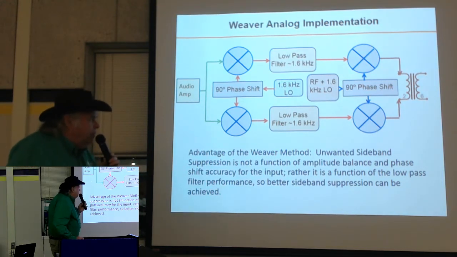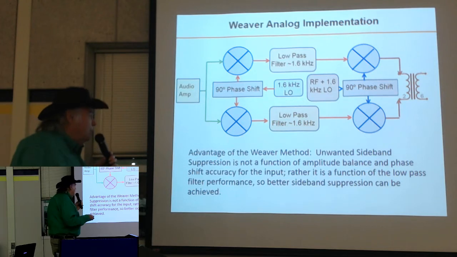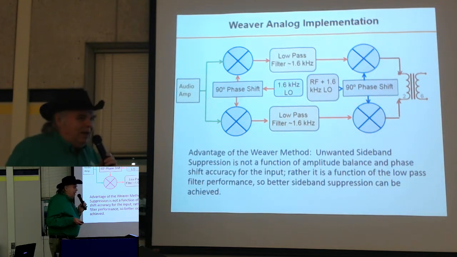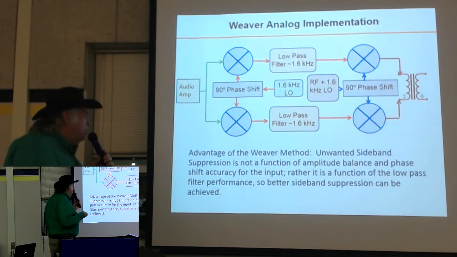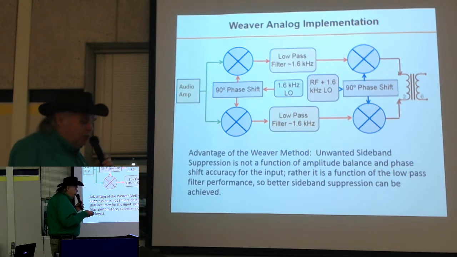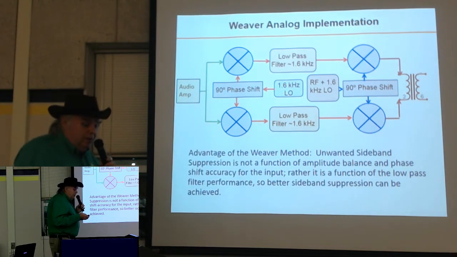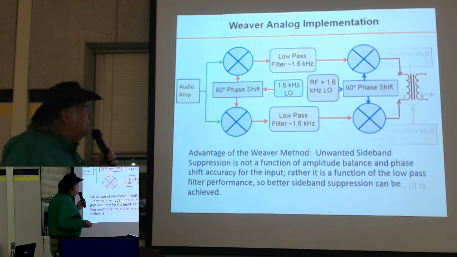So another advantage of the Weaver method is that the unwanted sideband suppression is not a function of the amplitude balance between the two channels. We don't have any phase shift accuracy issues. It's strictly a function of how good my low-pass filter is. So in general, you can build a lot better low-pass filters here at the audio, and get better sideband suppression with the Weaver method than with SSB by the phasing method, let's put it that way.